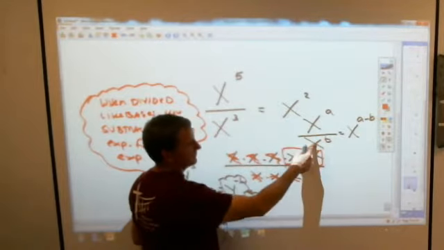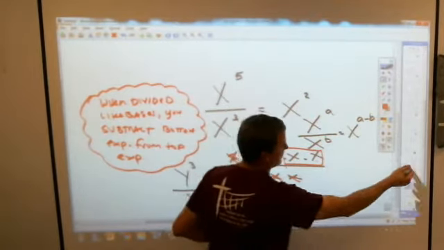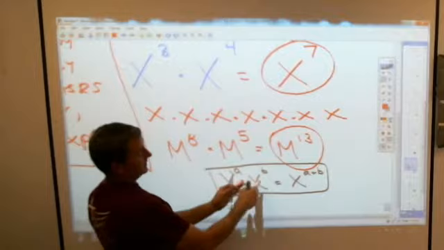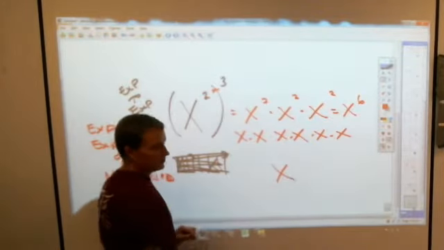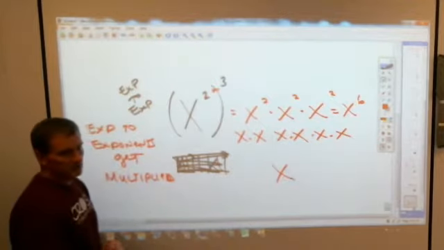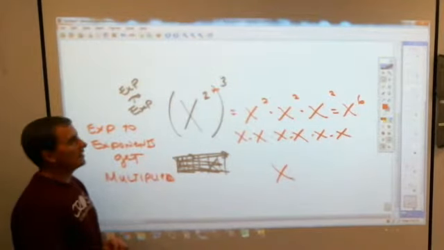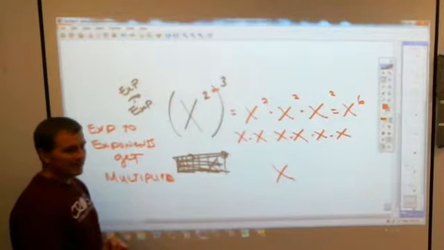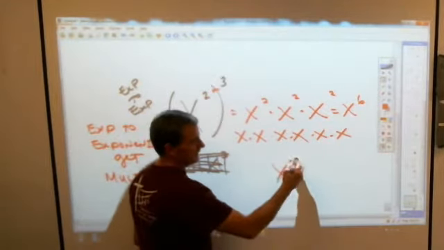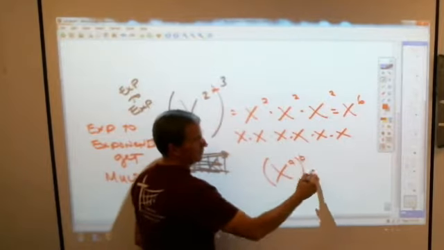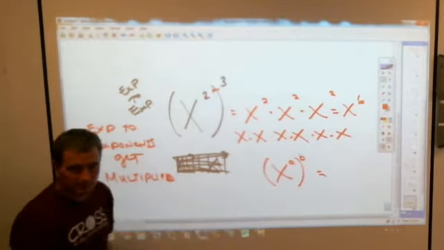X to the A over X to the B equals X to the A minus B. Or like this, when I did X to the A times X to the B, I got X to the A plus B. How can I write that out with X's and whatevers? Instead of 2 and 3, I'm going to put what? X to the A to the B power is going to equal what?